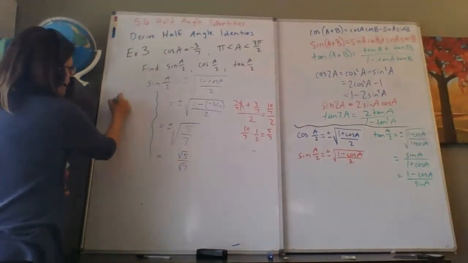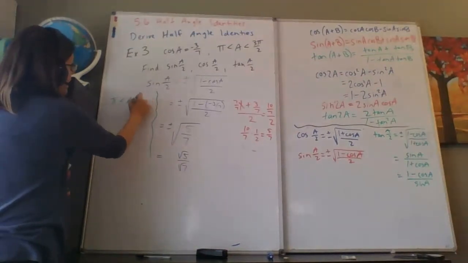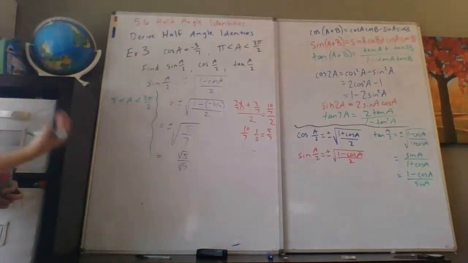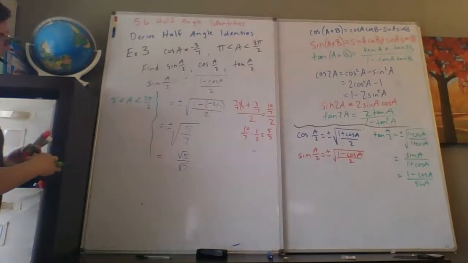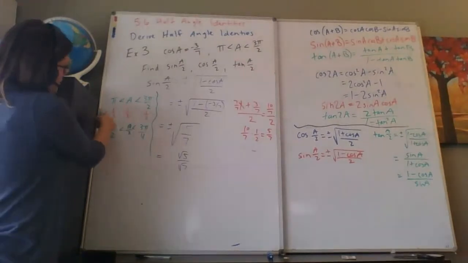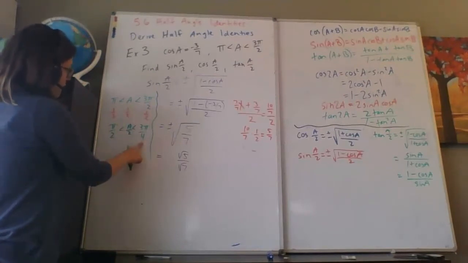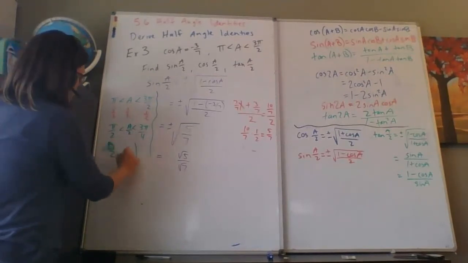So we are told that A is in between pi and 3 pi over 2. But we're interested in half A. So I'm going to multiply everything by a half. Once we multiply everything by a half, we get pi over 2 and 3 pi over 4. So A over 2 is in between pi over 2 and 3 pi over 4. So let's figure out where that is.